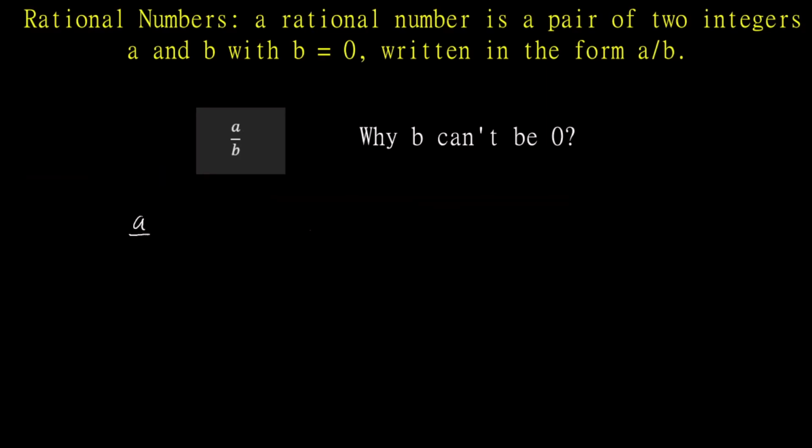What do we mean by a by b? This is the same as a divided by b. How do we do this division? One way is to write the first number as it is and multiply it with the multiplicative inverse of b, the second number.